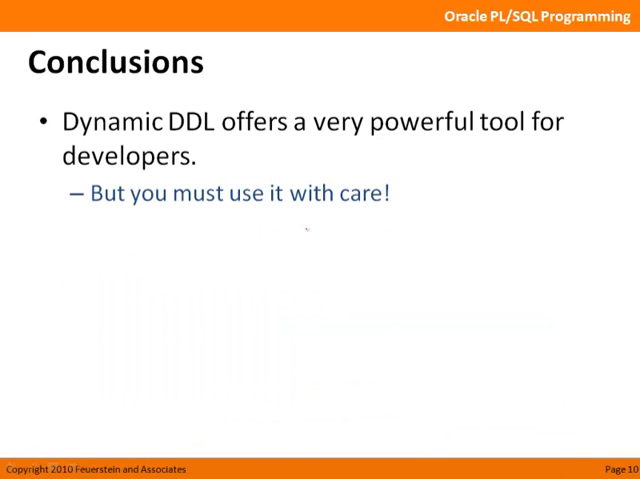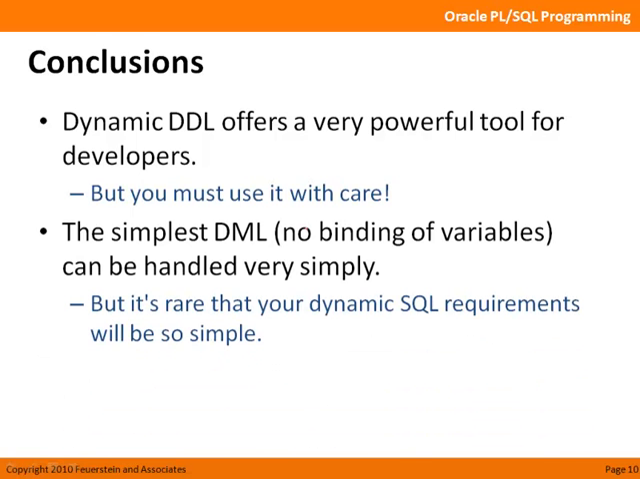Conclusions. Dynamic DDL is a very powerful tool. There's so much you can do, but use it with care. There are so many potential dangers, the ripple effect of invalidations, privileges issues, implicit commit. The simplest DML, in other words, no binding of variables, can be handled very simply. And in fact, also the dynamic DDL is very simple. The actual execution of the statement is a no-brainer. The impact of the execution of the statement and the construction of the statement is where you run into complications. But simplest DML is handled very, very simply.